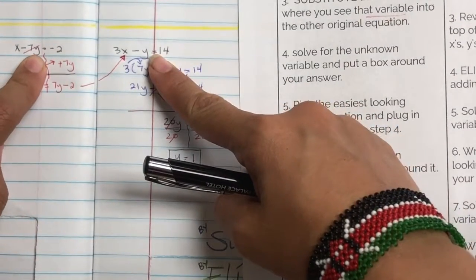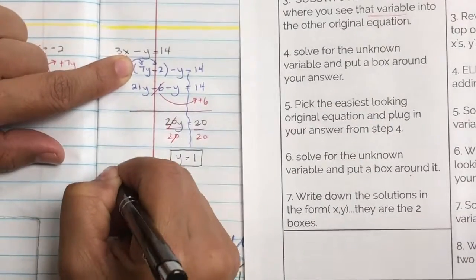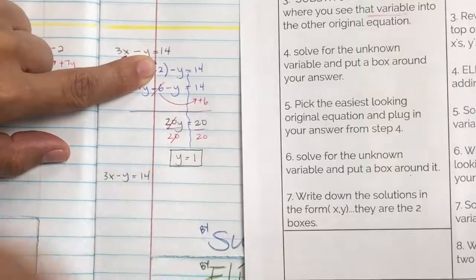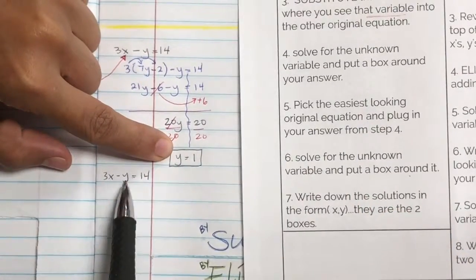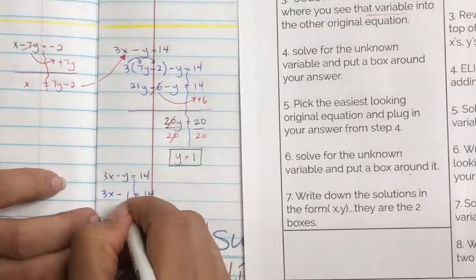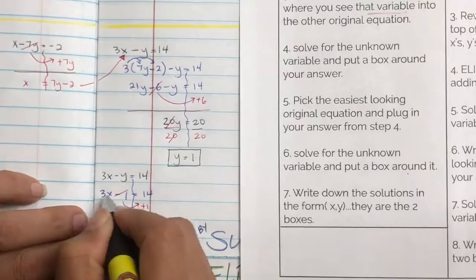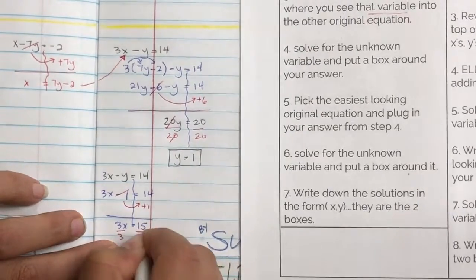Once I have that, pick the easiest looking one. Which one looks easy? The one on the right, because it's less negatives. Again, just stick with the one that's less negatives. Copy it down. Where you see y, you're going to put in 1. So 3x, and then I see a y, so minus 1 equals 14. Take the 1 to the other side, is plus 1, so 3x equals 15. Divide by 3, x is equal to 5.